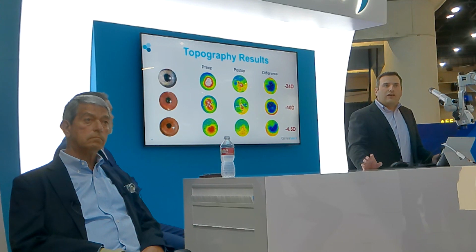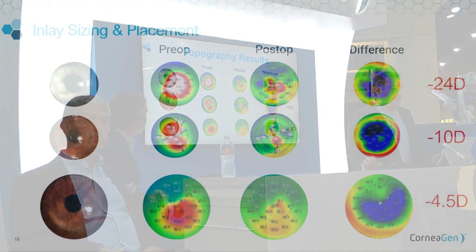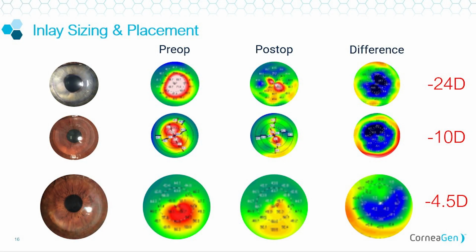I think this slide really tells it all, because if you look at these 3 cases, a severe case we treated, a moderate case we treated, and then a mild case we treated, and you look at that post-op topography in the center, you can see that we're getting a reproducible, symmetric flattening in the center of the cornea, and it's customized to each case. So the severe case had 24 diopters of flattening, and the mild case 4.5 diopters of flattening, with a very, very similar post-op result.